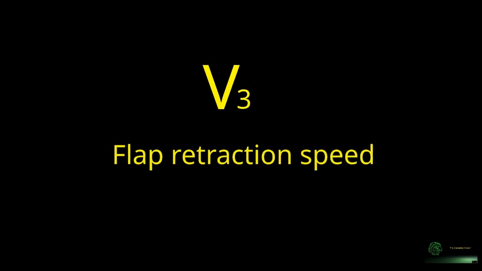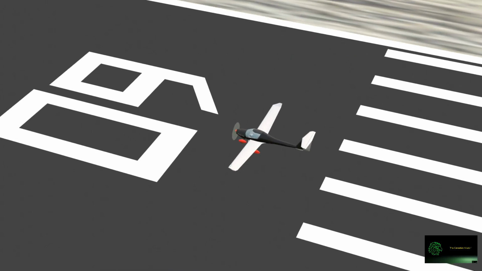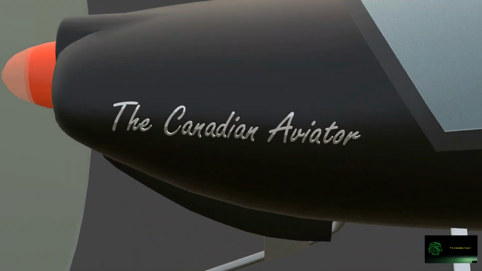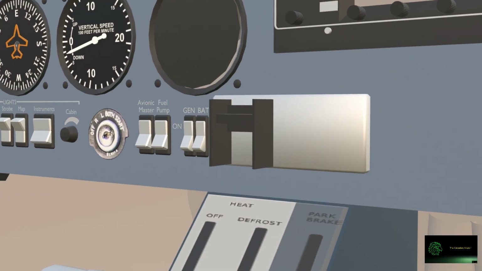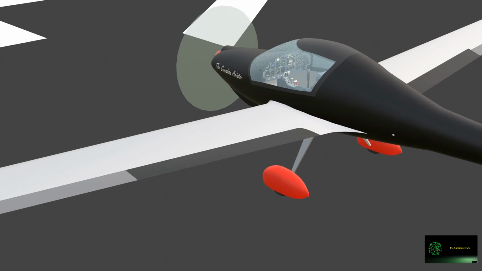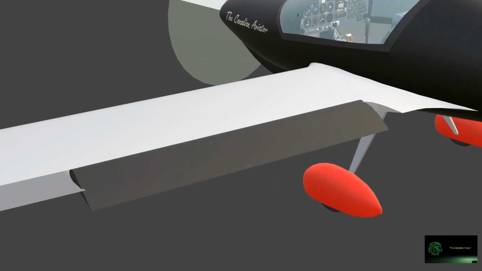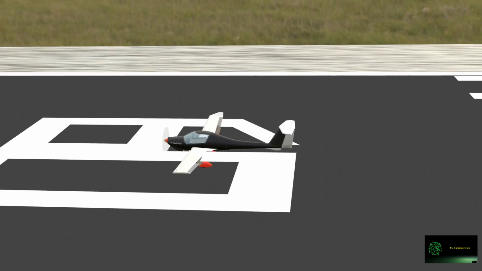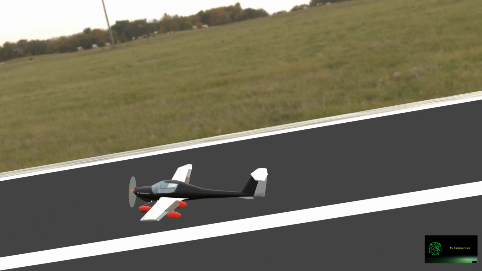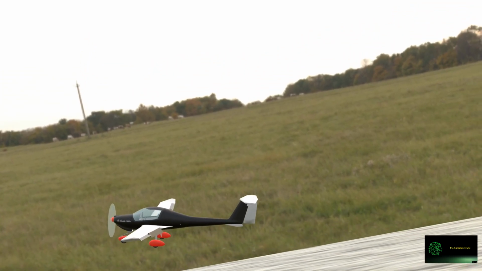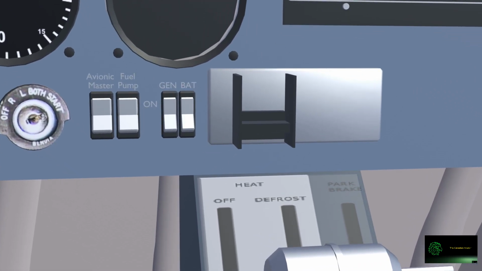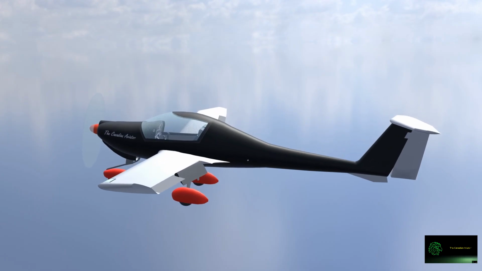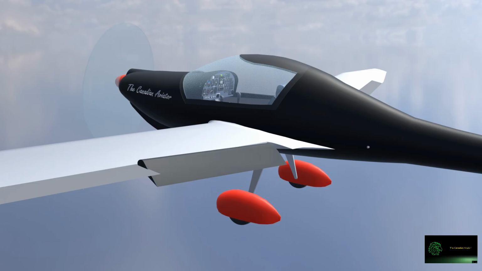V3 – Flap Retraction Speed. V3 is the flap retraction speed used after takeoff. Once the aircraft reaches a safe altitude and accelerates beyond V2, it continues accelerating to V3. At this speed, the flight crew begins retracting the flaps. V3 provides a safe margin above stall speed, ensuring the aircraft maintains adequate lift and control while flap configuration is reduced. Respecting V3 ensures a smooth and safe transition from takeoff configuration to clean climb.